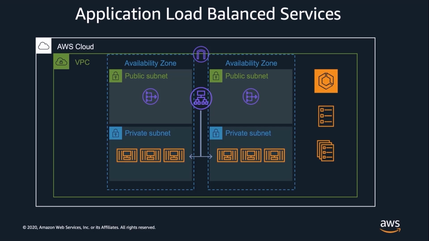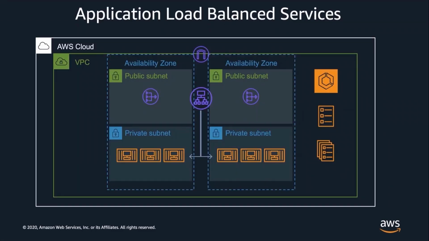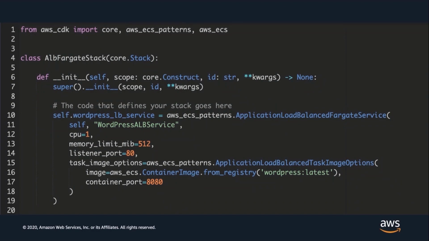So as you can see, there's quite a bit of setup that goes into this, and we're going to look at how many lines of code it takes to get this built. Anyone want to guess? Okay. So to create this stack of a front-end application load balanced service using the application load balanced Fargate service construct, in 10 lines of code, I'm able to create this environment here.